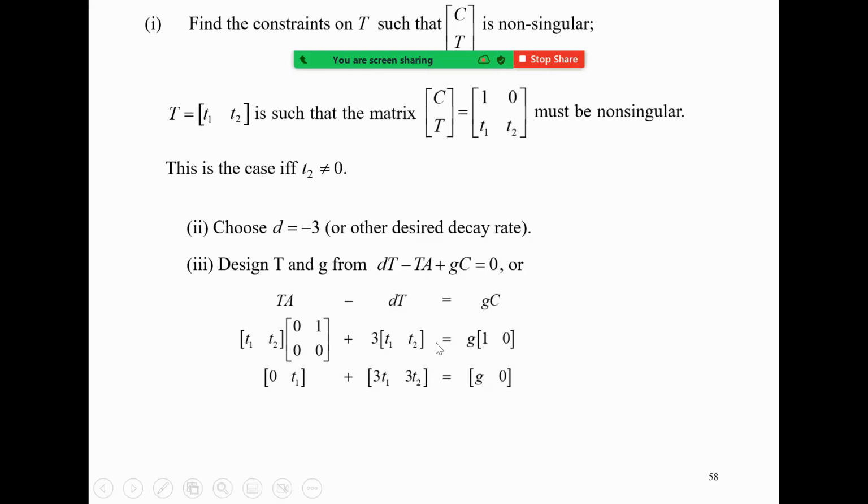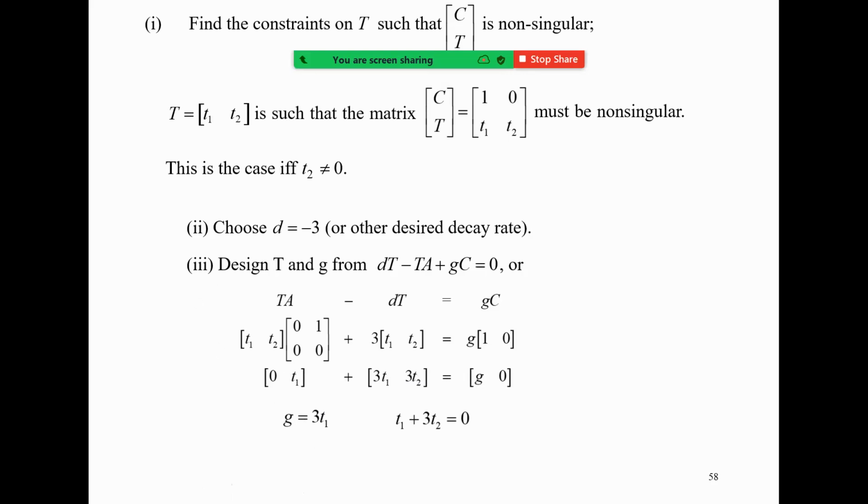So you compute the equations on the two sides. We get this one, right? This row times this matrix, we get 0 and T1. This is just 3T1, 3T2, and this is G, 0. So finally, we compare from this equation. If we want to match, we have to match those two elements. So we get 0 plus 3T1 equals G, so G equals 3T1, and the second one, T1 plus 3T2 equals 0.